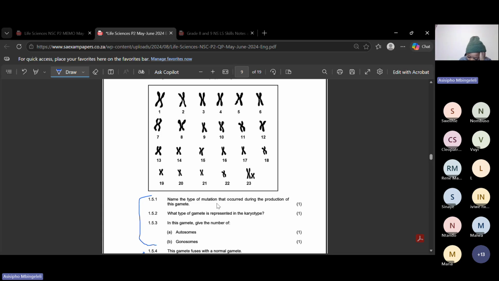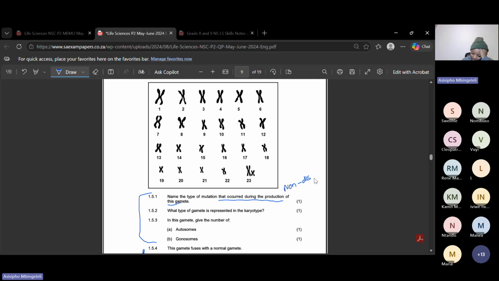Name the type of mutation that occurred during the production of this gamete. Ma'am, I got non-disjunction. Non-disjunction. Okay, that is correct. We can be specific, non-disjunction. Anyone else with a specific type of mutation here.